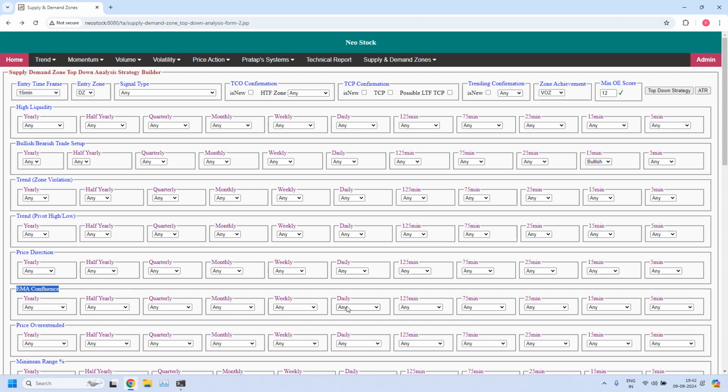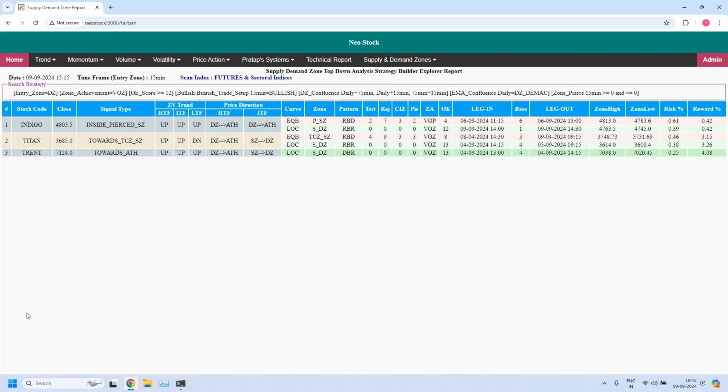So in the EMA confluence, daily time frame, I am selecting daily demand zone with daily EMA confluence. Very good. All the 3 stocks are having daily EMA confluence. So it's a high probability trade setup. Here, EMA confluence, daily demand zone with daily EMA confluence.